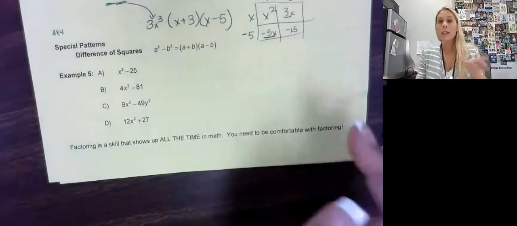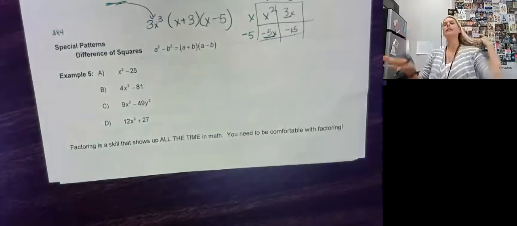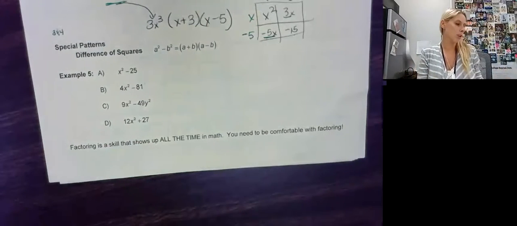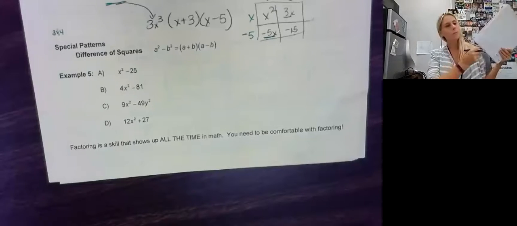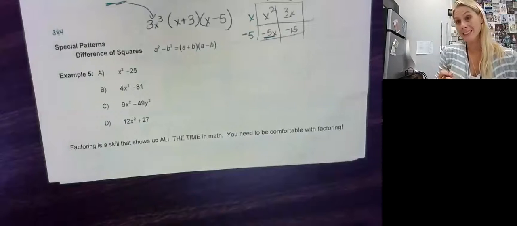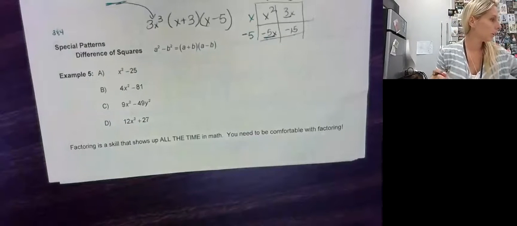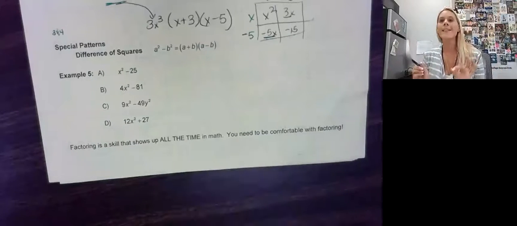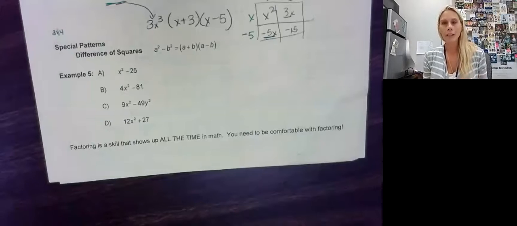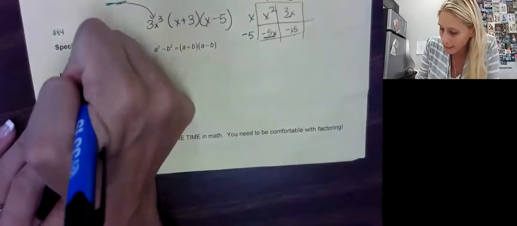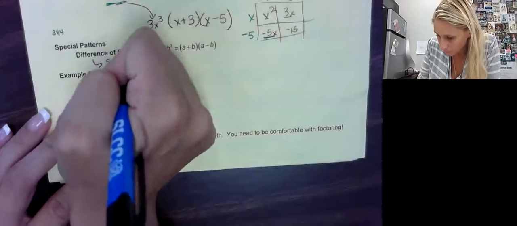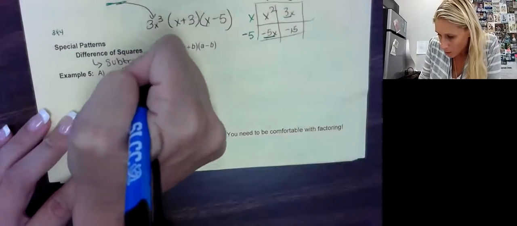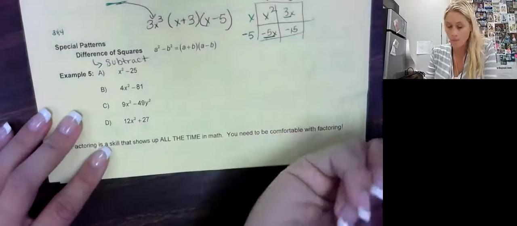All right, so hopefully you got everything checked off. This is a special pattern that I want to show you some tricks with, because if you get a difference of squares, there's actually such an easy way to do it. Okay, so I'm going to show you the trick. Now, difference of squares. What does difference mean? Difference is subtraction. So it must be subtraction.